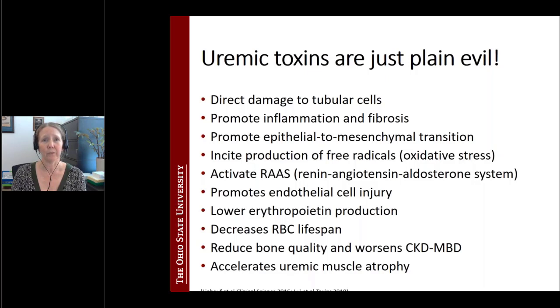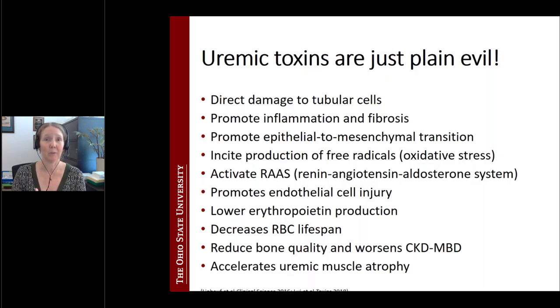We then also have all sorts of concerns with uremic toxins when it comes to metabolism and endocrine function. So thinking about it having a negative effect on erythropoietin production, would that have then a negative consequence for anemia? Thinking about the actual lifespan of those red blood cells, their fragility and their health. And then uremic toxins, if that wasn't enough, are also thought to reduce bone quality and worsen CKD mineral bone disorder. Thinking about parathyroid hormone, thinking about your bone health and your bone turnover, it has a negative effect there.